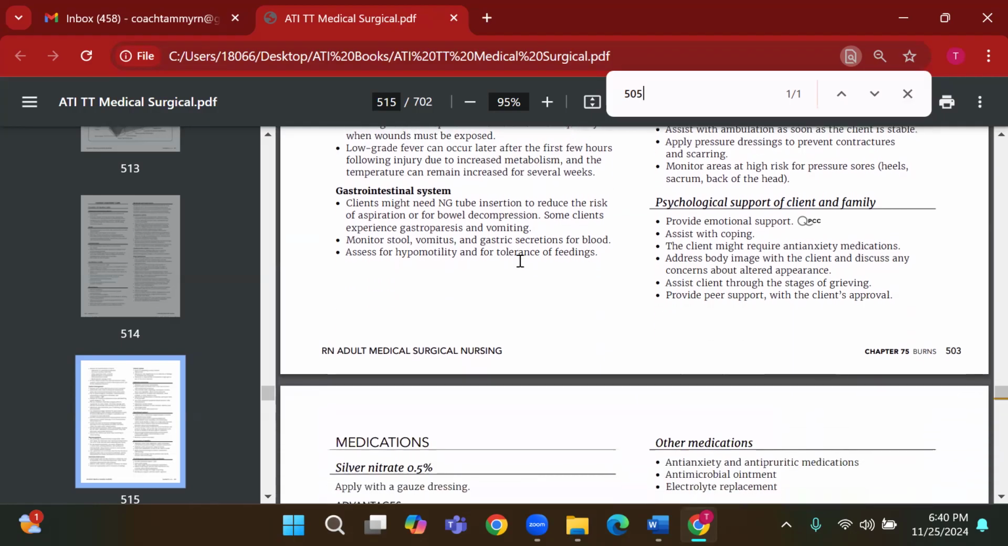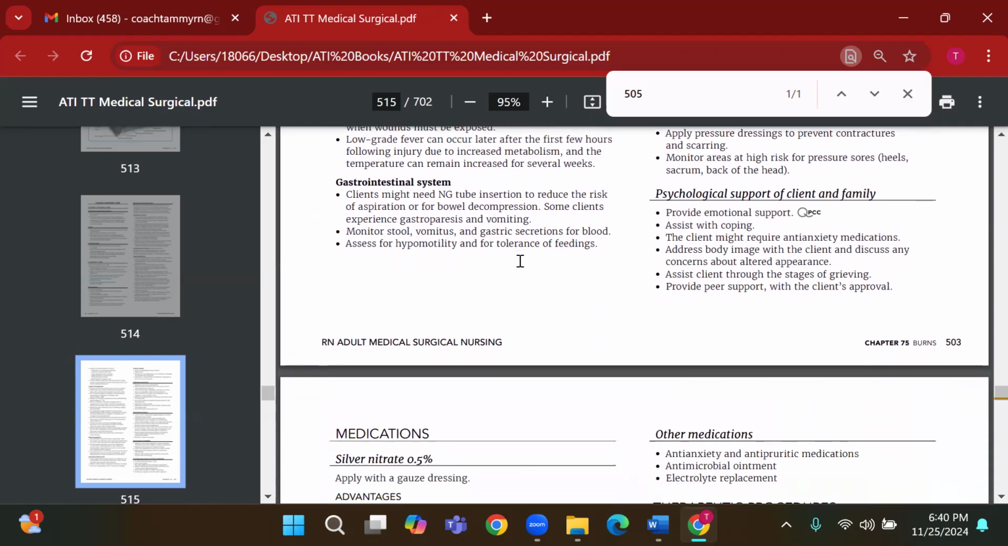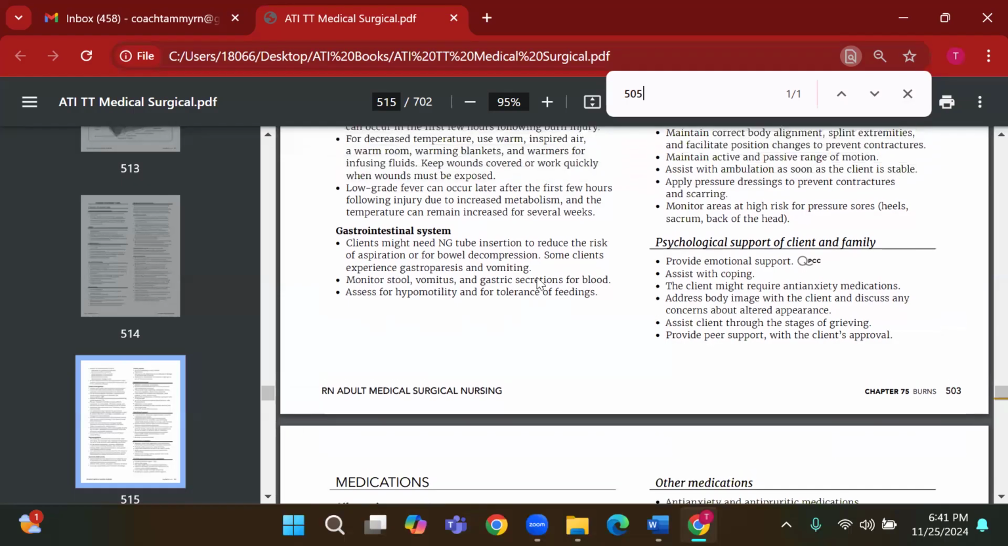The GI system, just want to mention this here. It says clients might need an NG tube to reduce the risk of aspiration or to decompress the bowel, right? What usually happens is sometimes it's a shock to the system and the nerves in the GI tract will slow down or sometimes stop moving. They might experience what's called gastroparesis or vomiting. All right. Monitor stool, vomitus and gastric secretions for blood. And then it says assess hypomobility, poor tolerance of feedings.